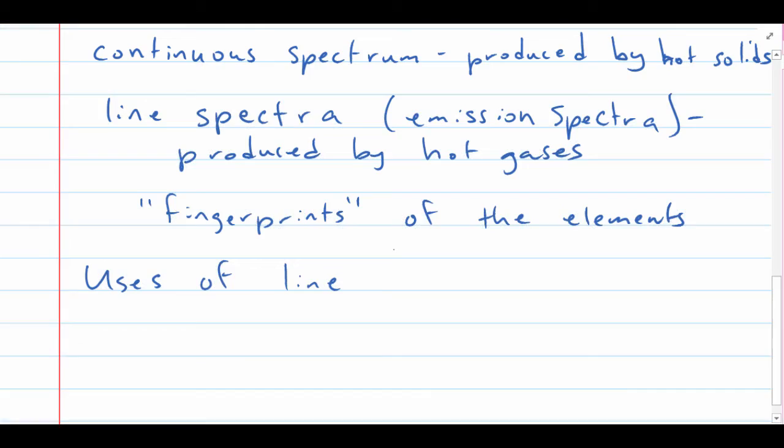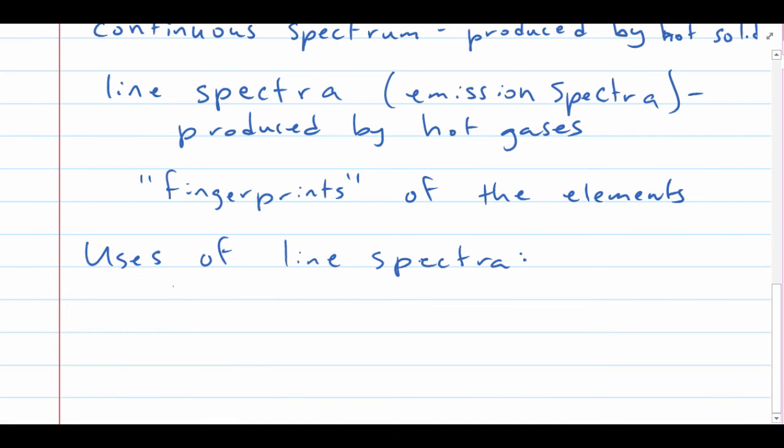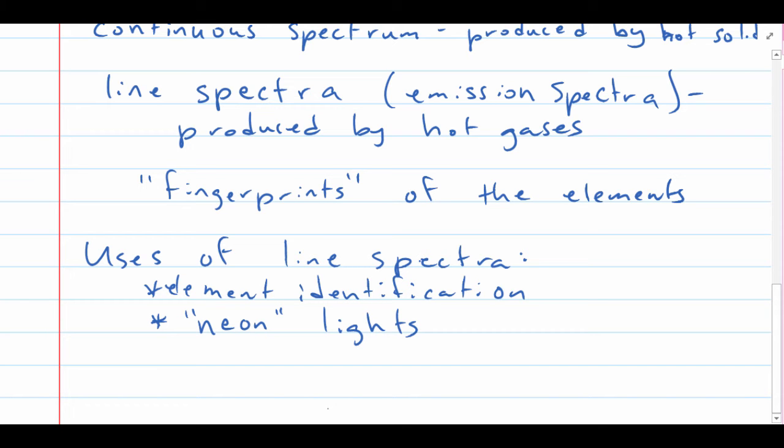Okay. These are ones that I'd like for you to know, and some of them did show up on the Socrative app here. One of those is element identification. So like we said, that's whatever's in the stars or planets. Another one would be what we call neon lights. Now, of course, in the real world, neon lights only have one color. And that color that we saw was, yeah, kind of an orangish or reddish color.